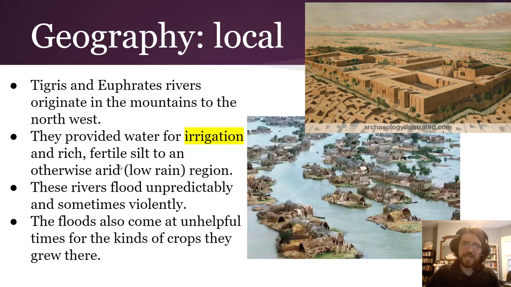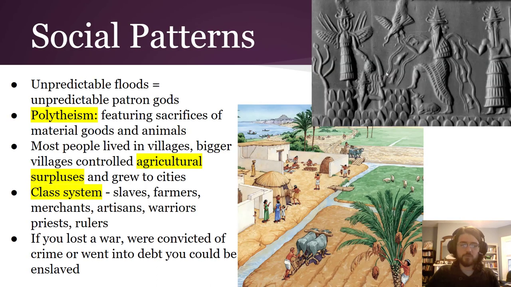The problem, though, is that the river flooded really unpredictably and sometimes violently, and also often during the time of the year when their crops were just getting started and wouldn't be able to survive that kind of thing. And so you see that the geography resulted in this unpredictability being rooted in their life. These are some artist depictions of these things, but potentially some really beautiful buildings back then built with mud brick, which we'll talk more about in a minute.